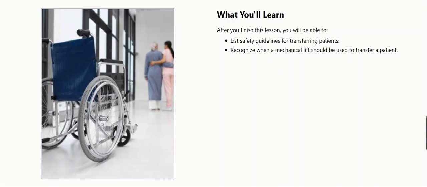What you'll learn. After you finish this lesson, you will be able to list safety guidelines for transferring patients. Recognize when a mechanical lift should be used to transfer a patient.